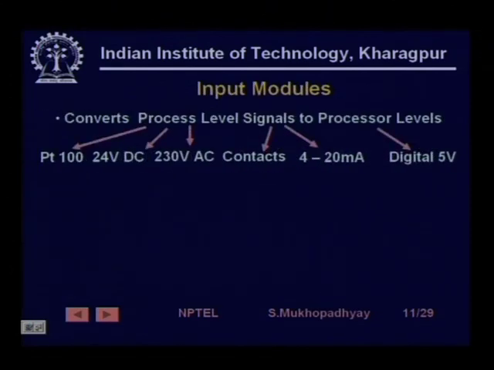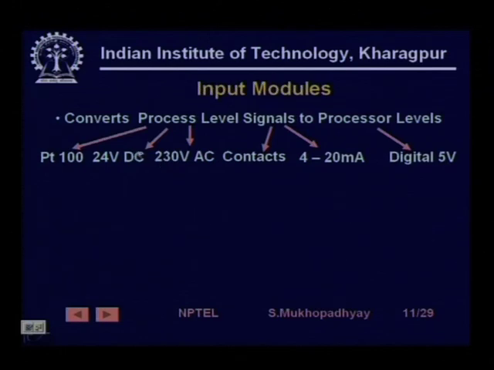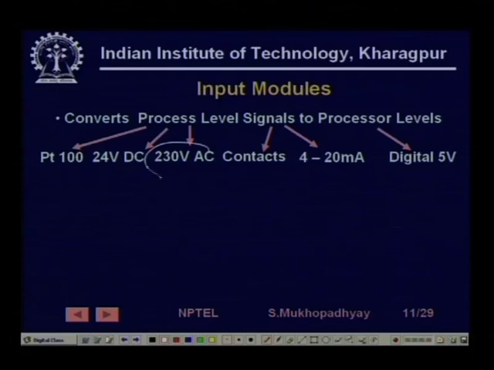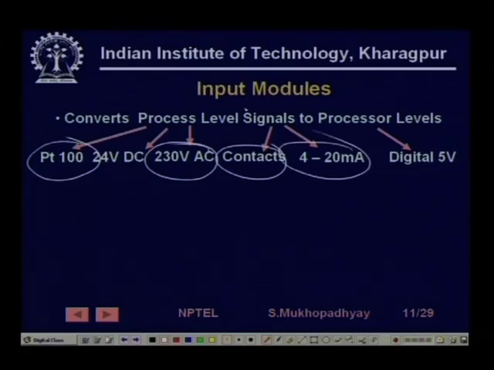So, we look at input modules. Input modules basically convert process level signals to processor levels. So, what do we mean by process level signals? Process level signals are signals which actually exist on the field. For example, they could be 24 volt DC signals or 230 volt AC signals, or even sometimes contacts, sometimes some RTD, platinum RTD, or could be a 4 to 20 milliampere current loop. The signals which actually come out of sensors and actuator devices.